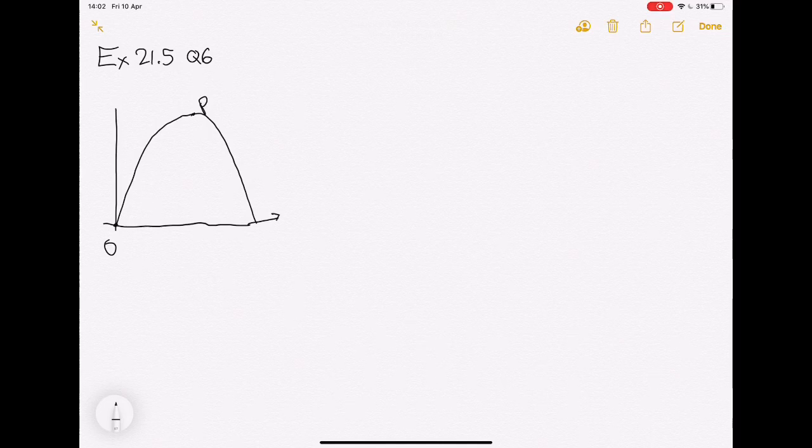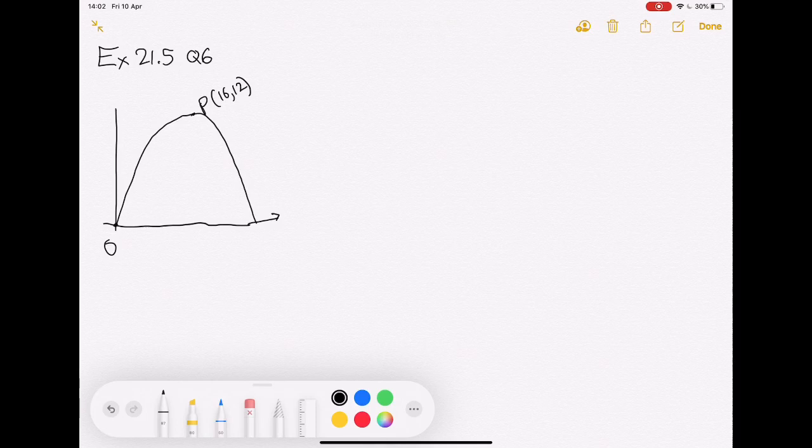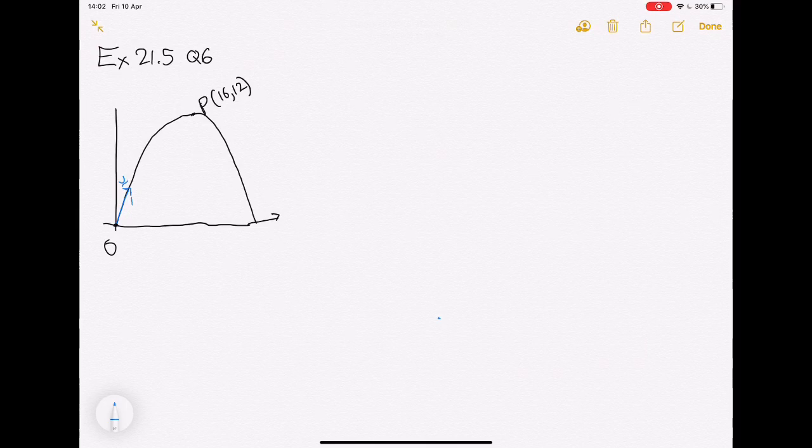We are given that P is (16, 12), and we're asked to find the angle of projection and the magnitude of the initial velocity. So really what we want to find is the vector u here. If we can find this vector u and its components, we can find the magnitude of u, which is the initial speed, and we can also find this angle here.